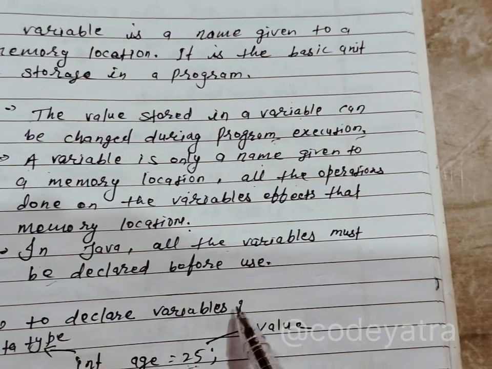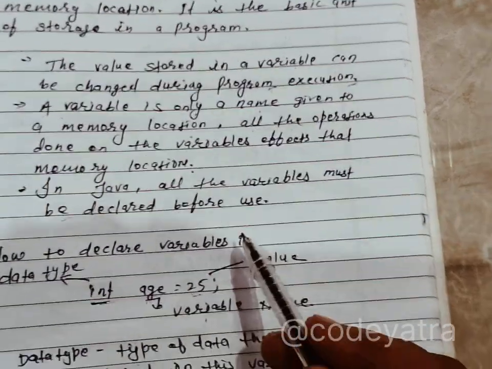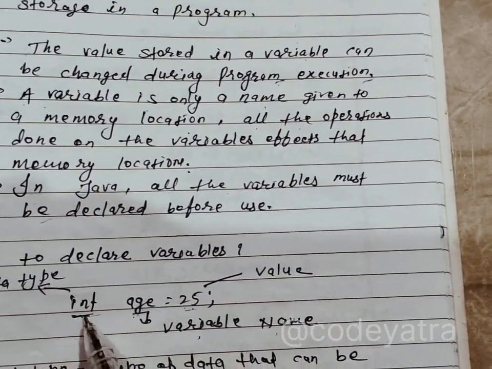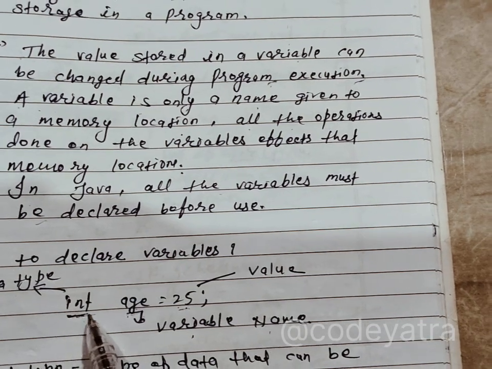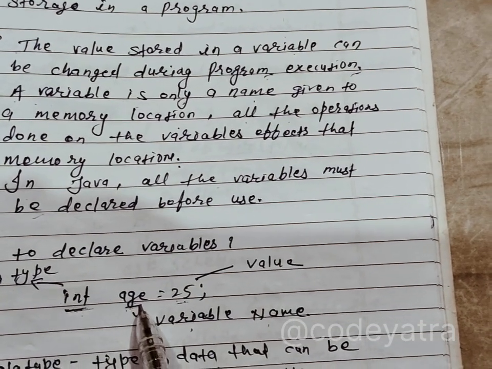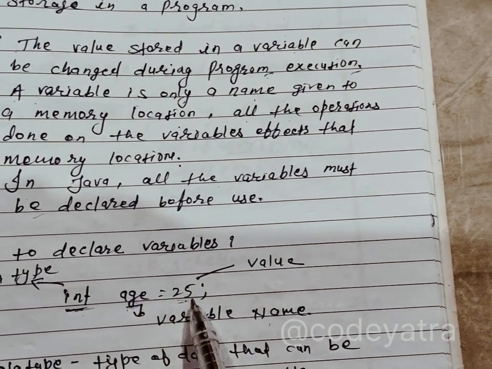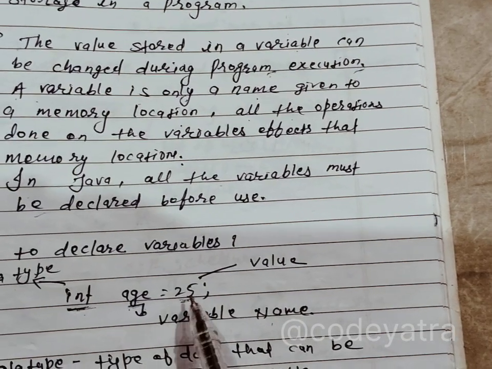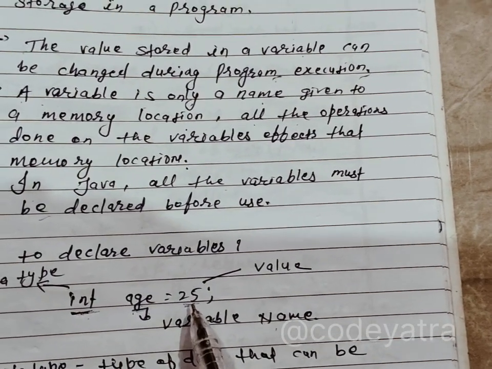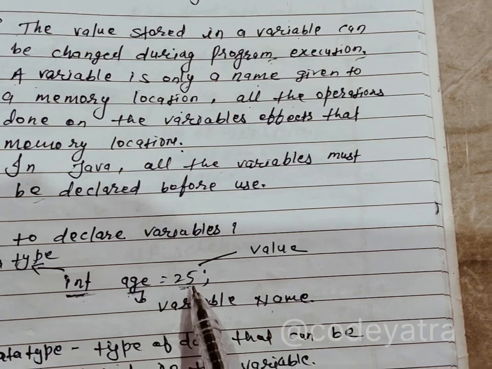So how do we declare a variable in Java? While defining a variable in Java, first we have to give the data type and the name of the variable, and after that we have to assign the value. This is the initial value, and we can change this value during the execution of the program.